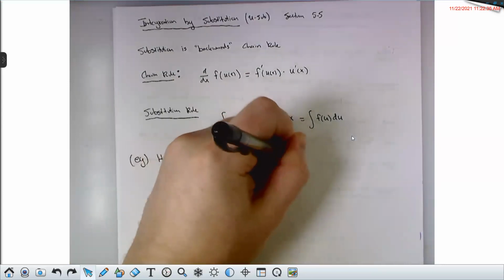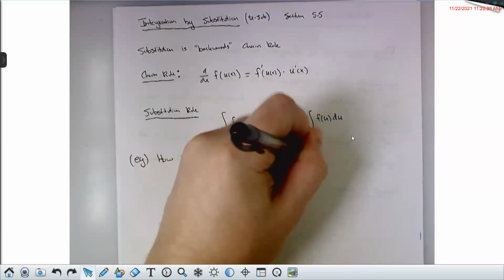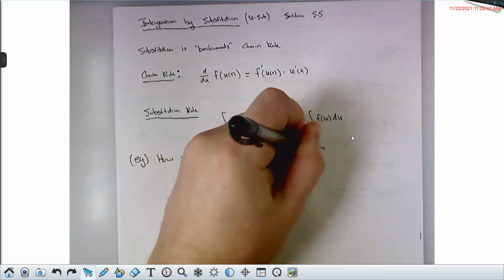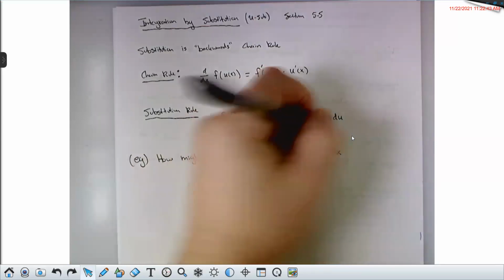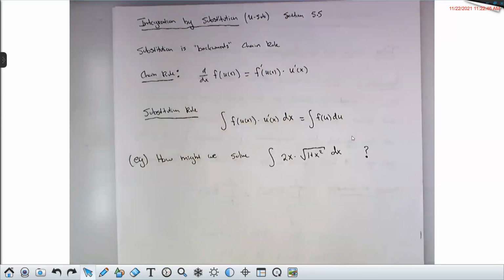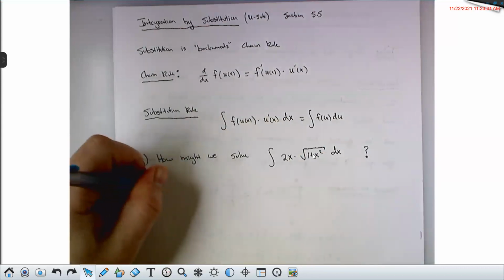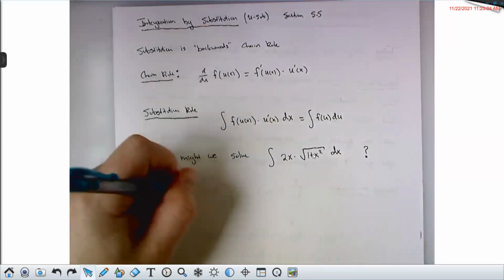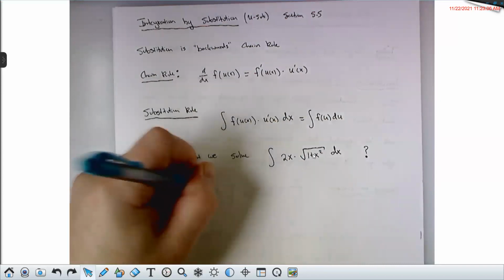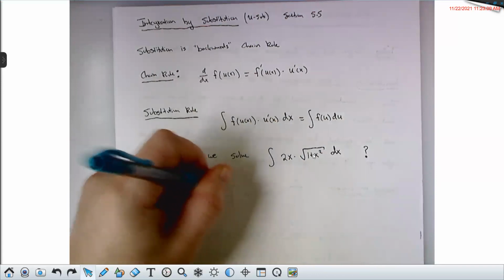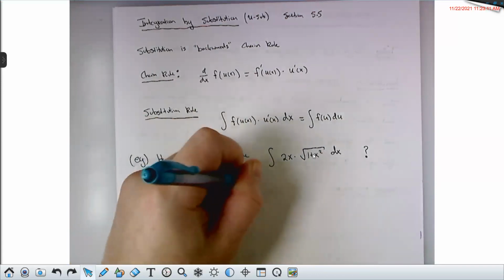All right, so how might we solve the integral of 2x times the square root of 1 plus x squared dx? The unfortunate thing is that I've got a bunch of stuff underneath this square root. And first, recall the integral of a product of two functions is not equal to the product of their integrals.